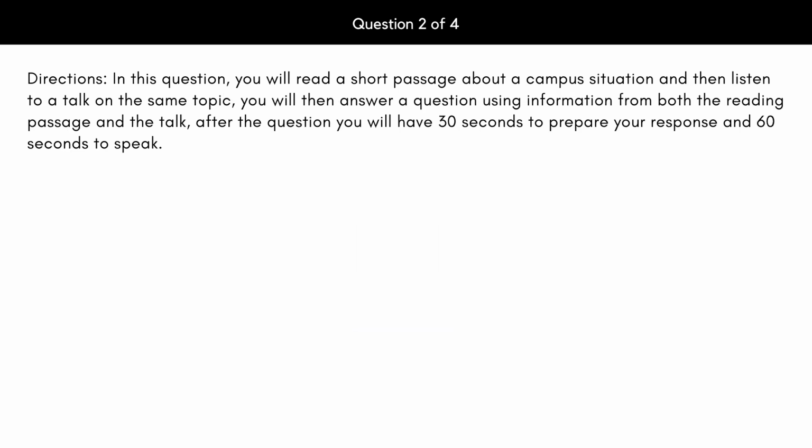Directions. In this question, you will read a short passage about a campus situation and then listen to a talk on the same topic. You will then answer a question using information from both the reading passage and the talk. After the question, you will have 30 seconds to prepare your response and 60 seconds to speak.